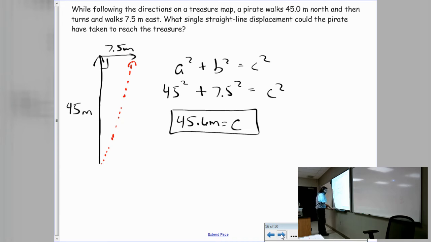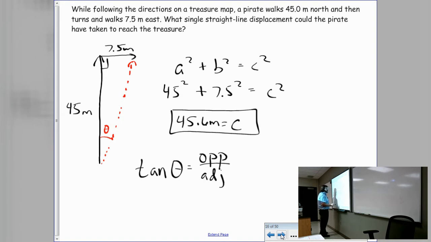Okay, so again, like I said, I'm not done yet because we would need a direction as well. Every vector should have a magnitude and a direction. We only have a magnitude. We need to find the angle that indicates the direction that the pirate should walk. To do that, I'm going to use tangent. And again, we've already done some trig problems. So I'm going to use tangent, which is opposite over adjacent.